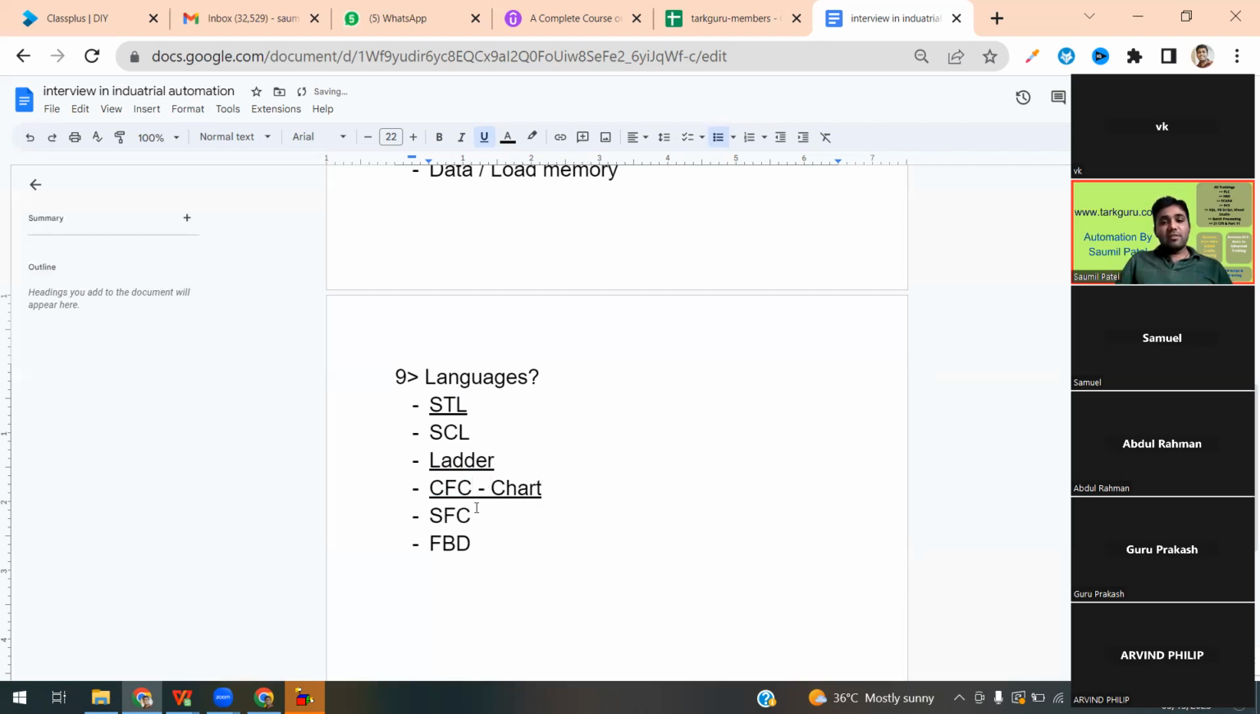I know the structural languages. Structural languages means structured text, STL. I know the SCL. I know the function block diagram because I used to do it in one of my projects. This is the way you need to explain.